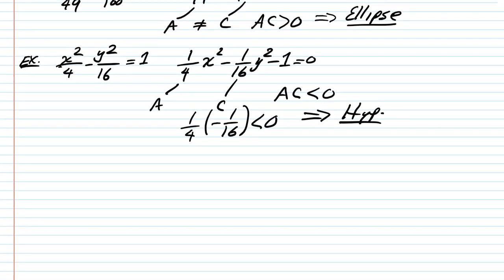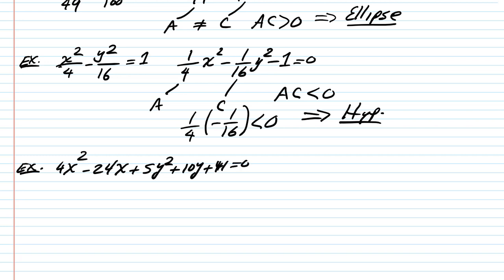And next, let's take a look at this one. In this next example, suppose I have 4x squared negative 24x plus 5y squared plus 10y plus 41 equals 0. Okay, so what will this be?